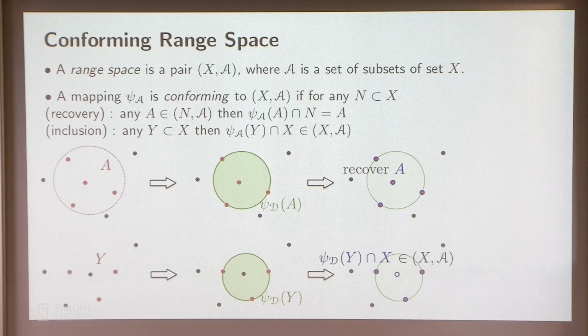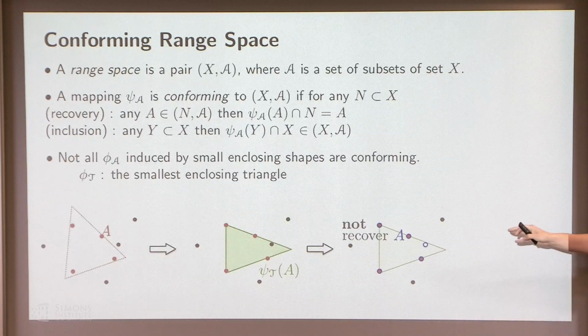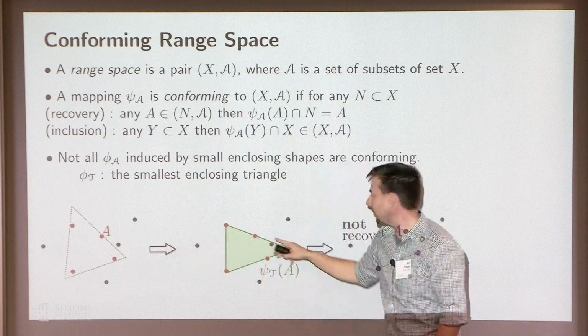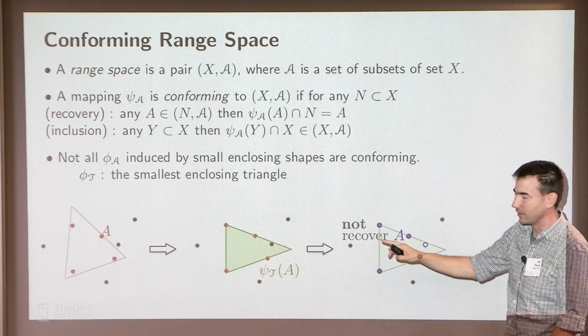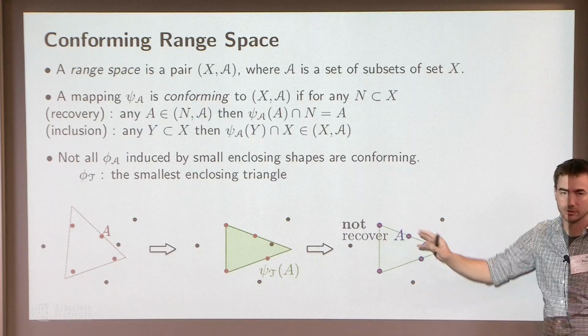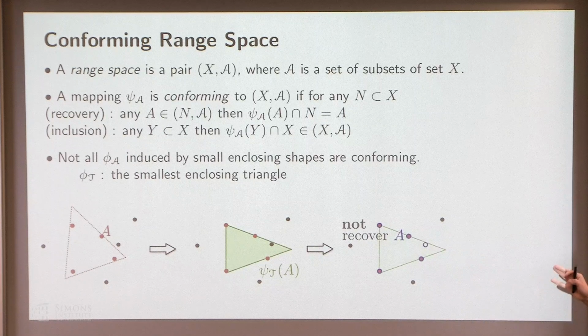This is not always true. For instance, if I looked at something like smallest enclosing triangle instead, I could start with this point, and the smallest enclosing triangle might look structurally somewhat different, and then I don't recover the original point set. And so I don't always get this property, but I think this is still fairly general.